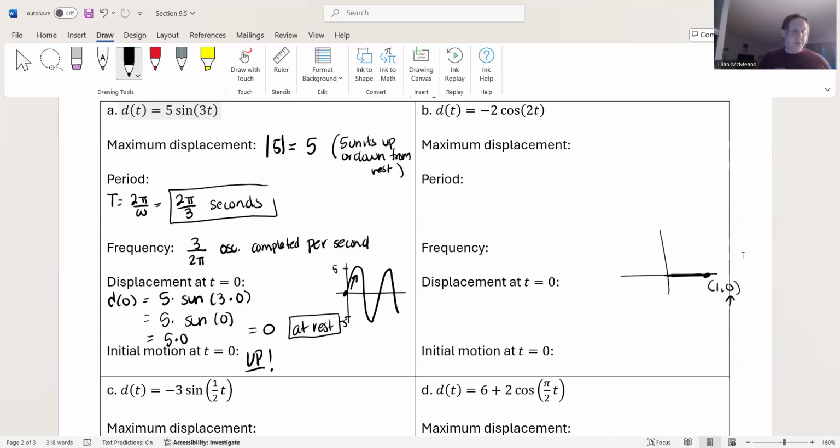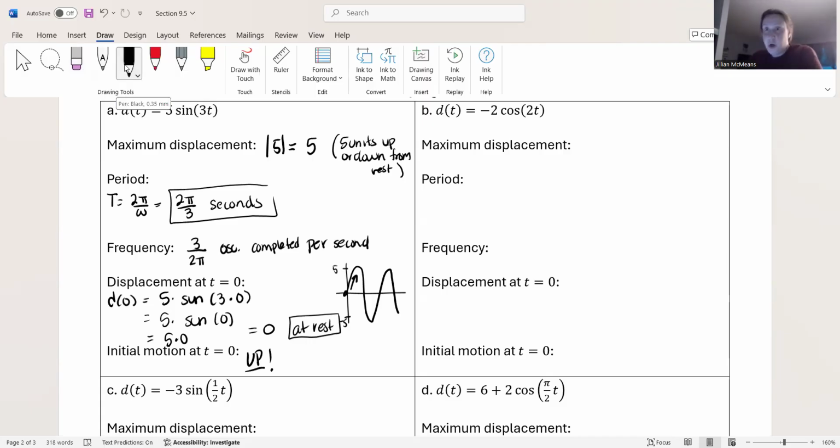Let's go ahead and look at part B. I want to go through parts B, C, and D a little bit quicker maybe, because again, I'm just going to do one video for this because it was kind of like all one topic. I didn't really know how to split it up. Okay, so for part B, we have y equals negative 2 cosine of 2t.